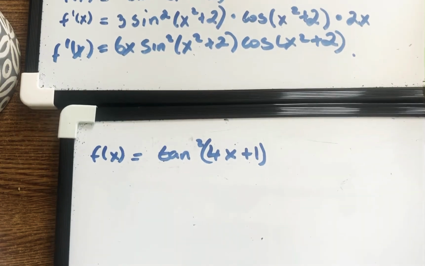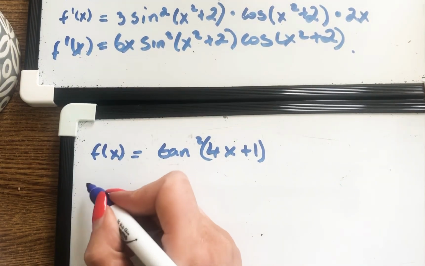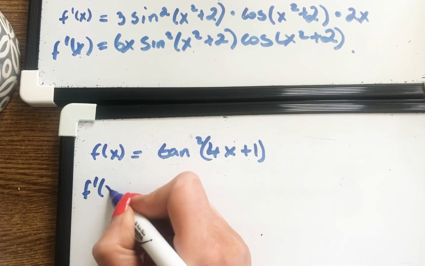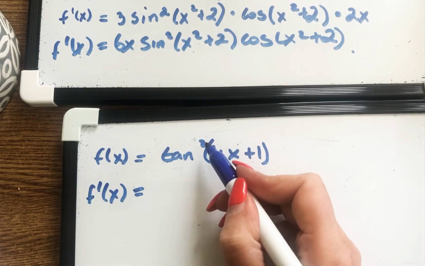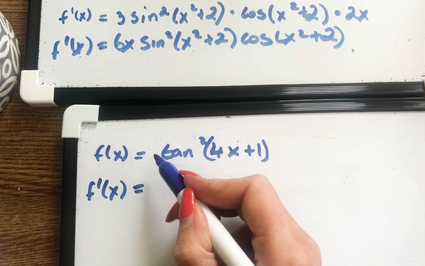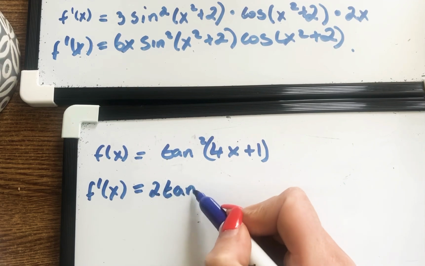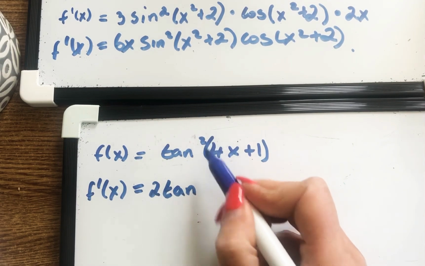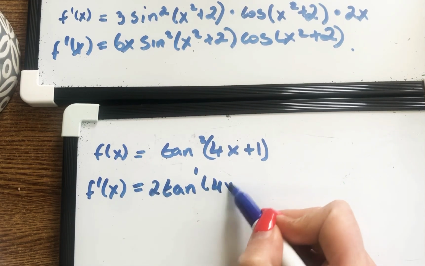So here we have f(x) = tan^2(4x + 1). So let's write out our f'(x). Again, we're going to treat this like the chain rule. So we take our power and we put the power to the front. So there's our 2. We do not touch the tan, we leave it as it is, and of course this will go down by 1, so let's put a 1 there for argument's sake. And then we leave our 4x + 1 alone.